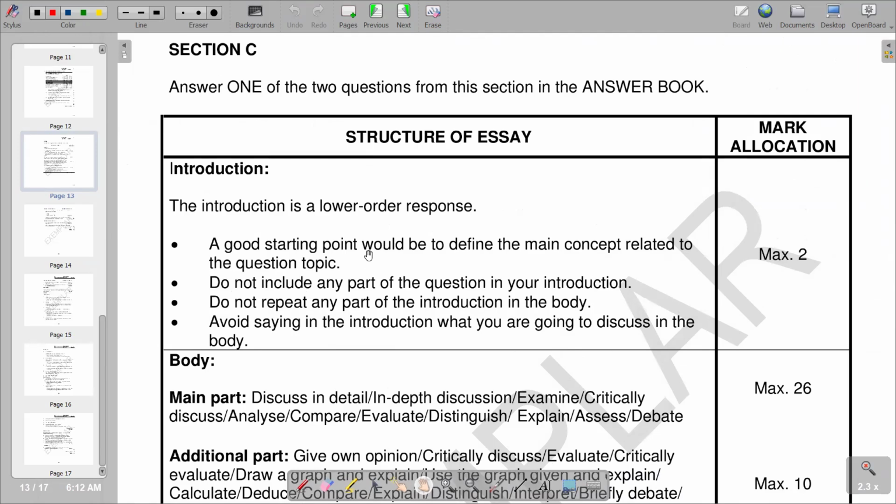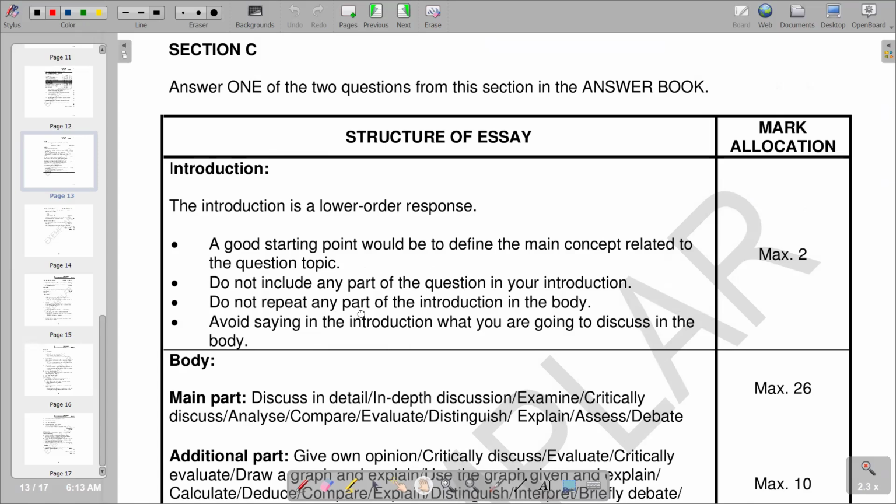Then, in terms of our introduction, these are the requirements. A good starting point would be to define the main concept related to the question topic. If there is a clear main concept in the question, you can try to define it and come up with your introduction. Some points to note: do not include any part of the question in your introduction, and also do not repeat any part of the introduction in the main body. Avoid saying in the introduction what you are going to discuss in the body. Very important to take note of these requirements.